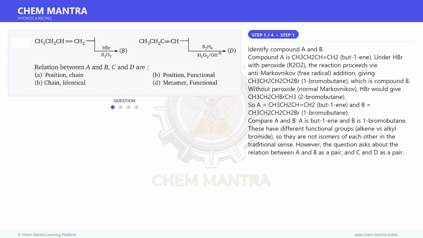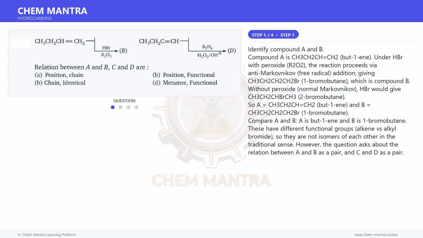Without peroxide, normal Markovnikov HBr would give CH3CH2CHBrCH3, 2-bromobutane. So A is CH3CH2CH=CH2, but-1-ene, and B is CH3CH2CH2CH2Br, 1-bromobutane. Compare A and B. A is but-1-ene and B is 1-bromobutane.